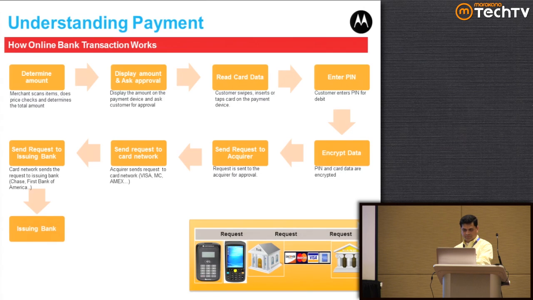Acquirer. The acquirer gets the data, does a bunch of things, and then says, oh, this is Visa, this is MasterCard. Let me pass it to the card network. It goes to the card network. They do a bunch of things and then say, who is the issuer of this card? Oh, it's Chase. Let me send it to Chase. So it goes to Chase.